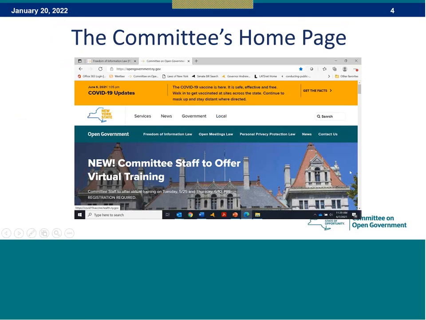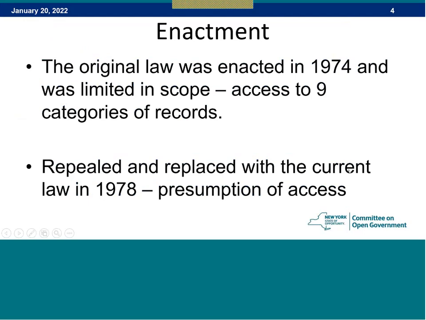And I just went over how to find some important information there. The original Freedom of Information Law was enacted in 1974, but was pretty limited in scope. You only had access to 9 categories of records. And if you didn't see what you were looking for on the list of records contained in the statute, you were sort of out of luck. Well, no one really liked that version of the statute, so in 1978, the original version was repealed and replaced with what is essentially the current model of what we have now.